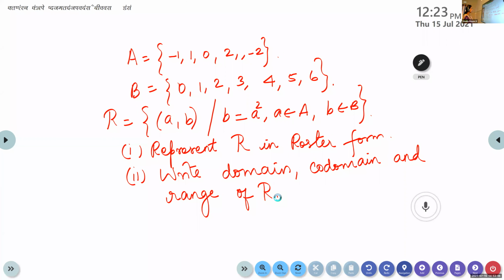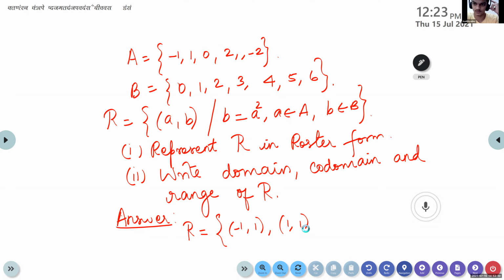Okay, look at your children. What is R? Aditya, give me R in roster form. (-1, 1), (1, 1), (0, 0), (2, 4), (-2, 4). Isn't it? We write all the possibilities. This is R. What about the domain?